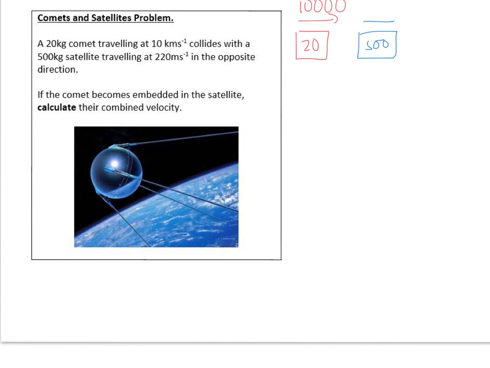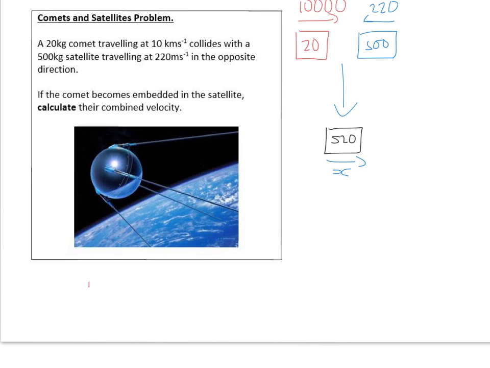going in the opposite direction at 220, and then it asks you for their combined velocity. So we're going to model them as being combined together, so maybe they've smashed into each other and melded. And what we're going to try and work out is essentially what speed, or what velocity, it is now travelling at.